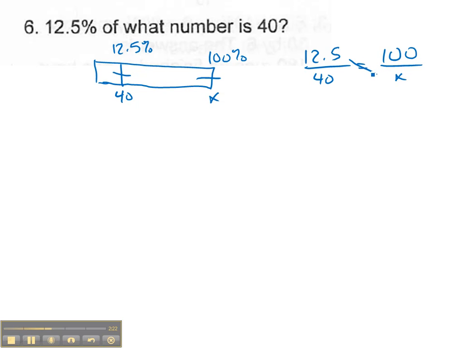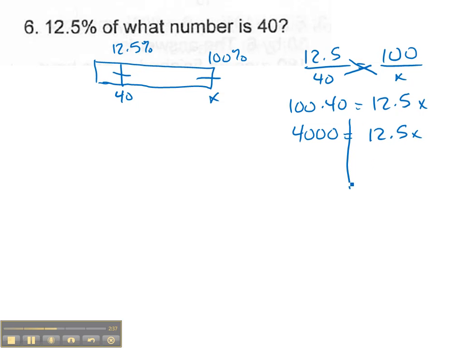If they're truly proportional, we know the cross products must be equal. So 100 times 40 equals 12.5 times x, or 12.5x. 100 times 40 is 4,000. So 4,000 equals 12.5x, and we'll solve for x by using the inverse operation. Right now we're multiplying by 12.5, so we have to divide by 12.5 on both sides.